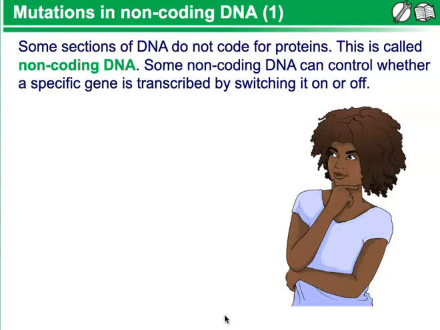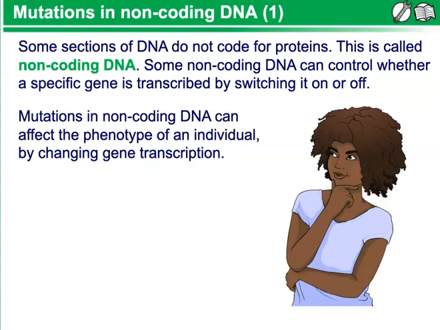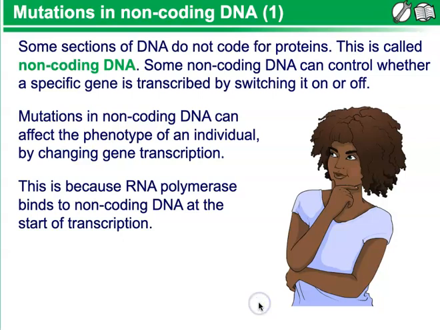Mutations do also occur in non-coding DNA. Some sections of DNA do not code for proteins. This is called non-coding DNA. Some non-coding DNA can control whether a specific gene is transcribed by switching it on or off. Mutations in non-coding DNA can affect the phenotype of an individual by changing gene transcription. This is because RNA polymerase binds to non-coding DNA at the start of transcription.